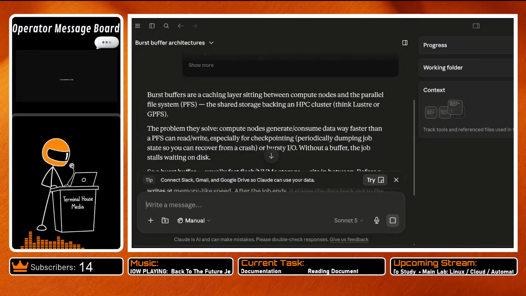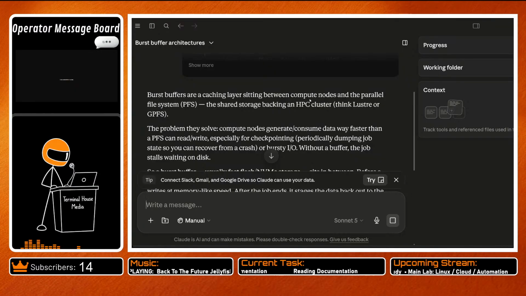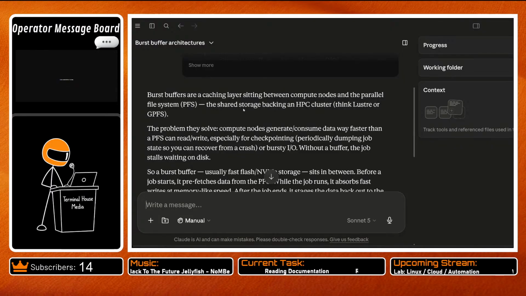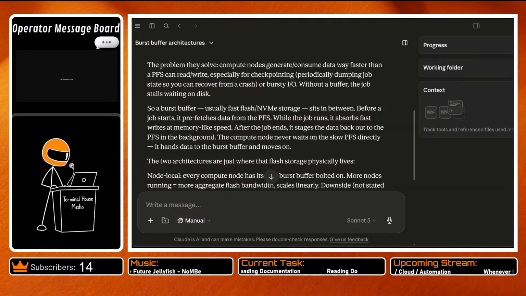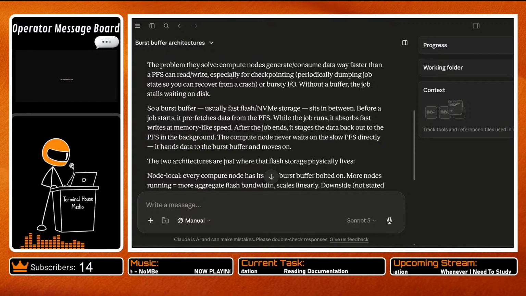Burst buffers are a caching layer sitting between compute nodes and the parallel file systems, the shared storage backing in HPC. Yep. The problem they solve: compute nodes generate and consume data way faster than the parallel file systems can read and write, especially for checkpointing.